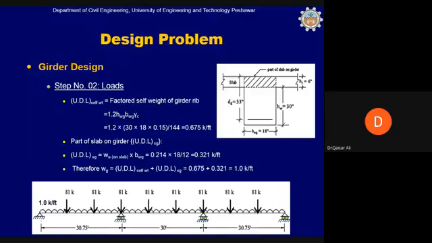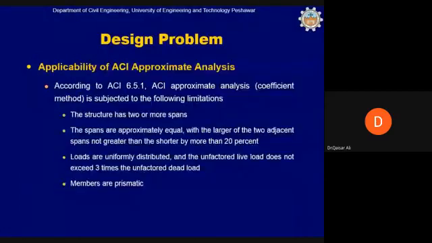Okay, and you know that when a member is subjected to point load, you cannot use the approximate analysis of the ACI code. You must use some other method of analysis, an exact method of analysis. According to ACI 6.5.1, ACI approximate analysis, which is the coefficient method, is subject to the following conditions. The structure has 2 or more spans, the spans are approximately equal, and loads are uniformly distributed.